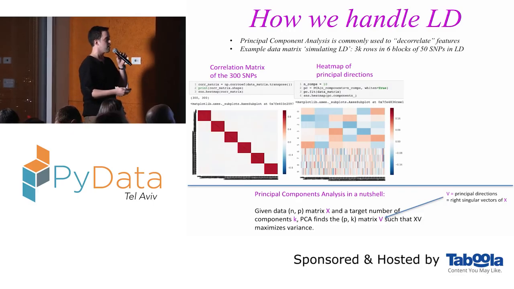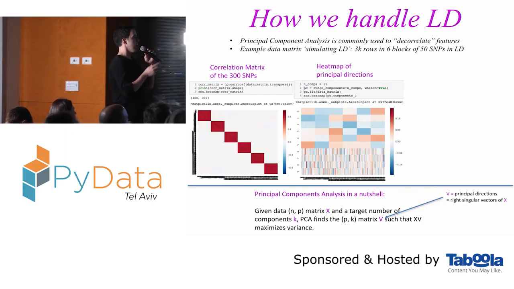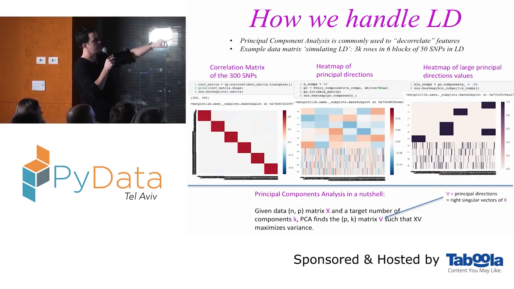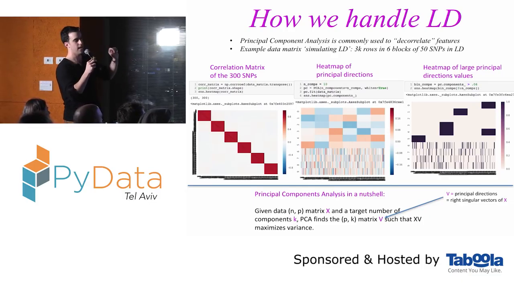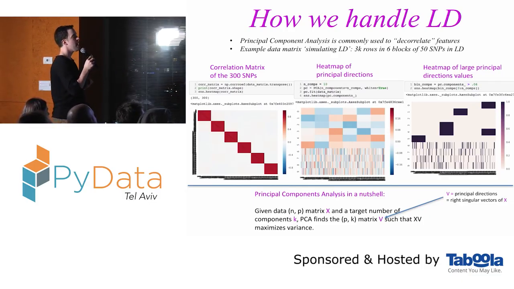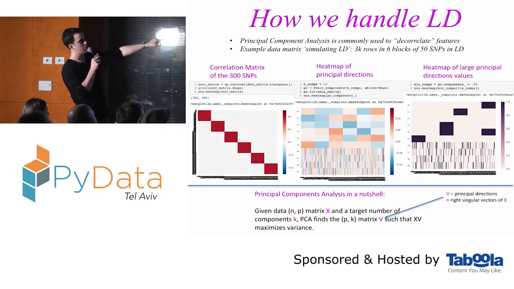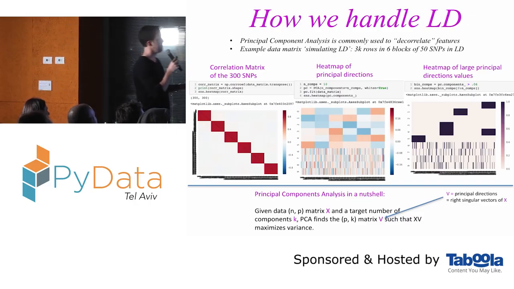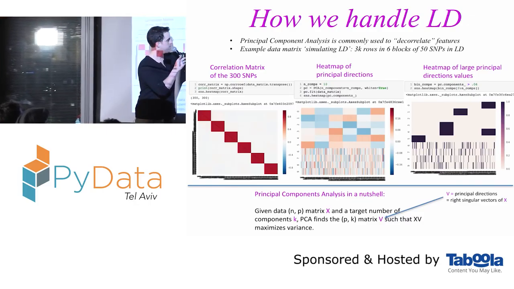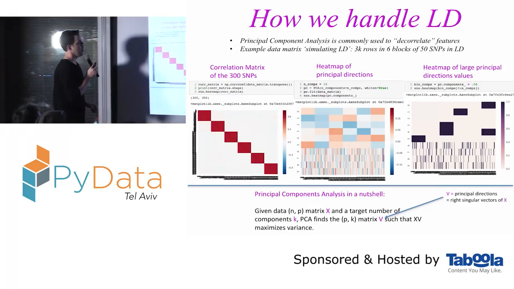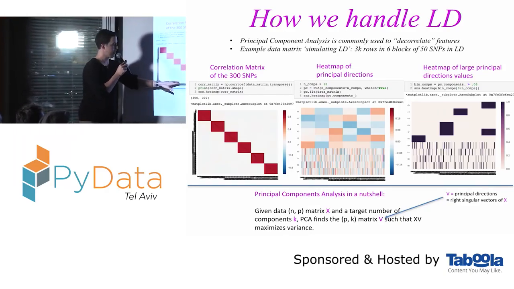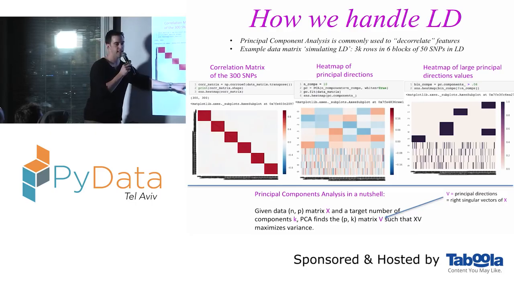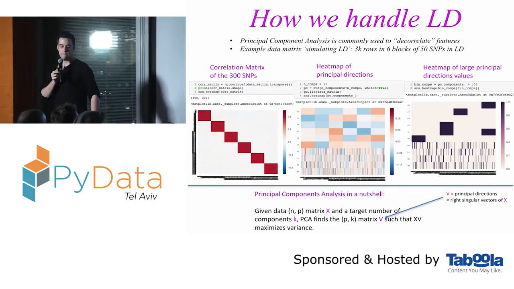And the second thing is that you can try to interpret it. The third one over there is just highlighting the large values, so to say. So maybe that first principal direction here, these two rows, looks like it's capturing some kind of summary of what's going on in this last LD block here, right?